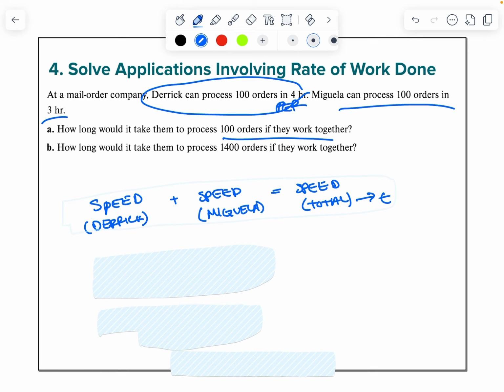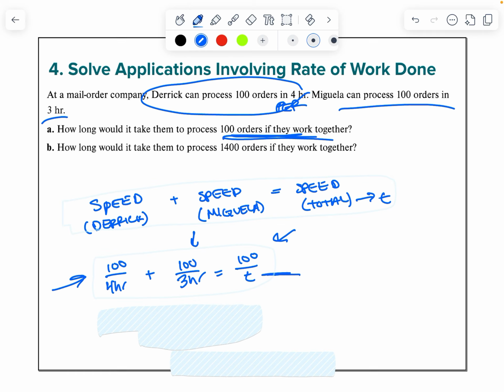So Derek's speed plus Michaela's speed should be their speed total, right? Derek works at 100 units per 4 hours. Michaela works at 100 units per 3 hours. And we want them to get 100 units done, right? Working together, and we don't know the time. That's what we're trying to solve for here.